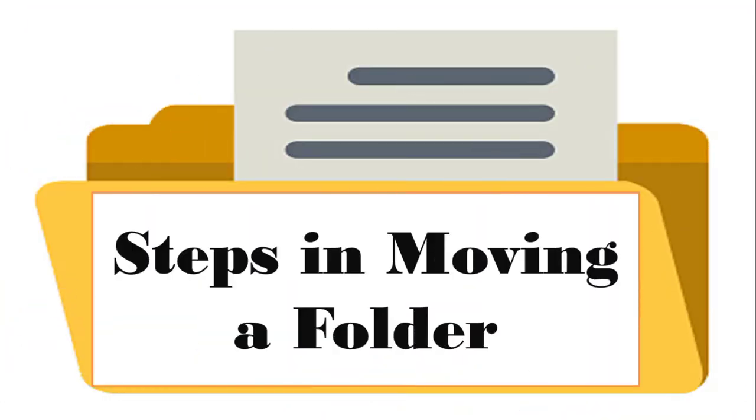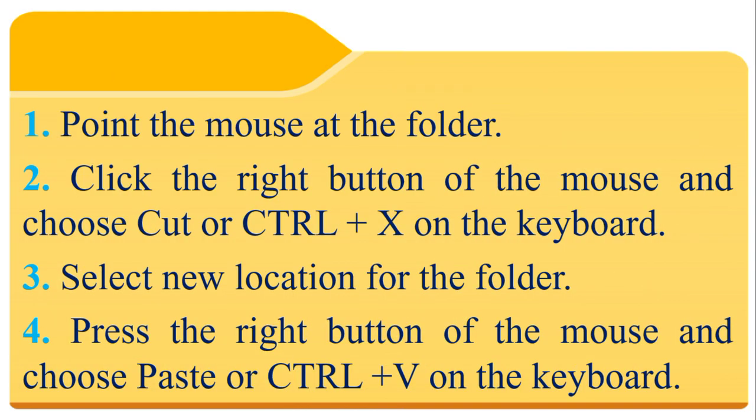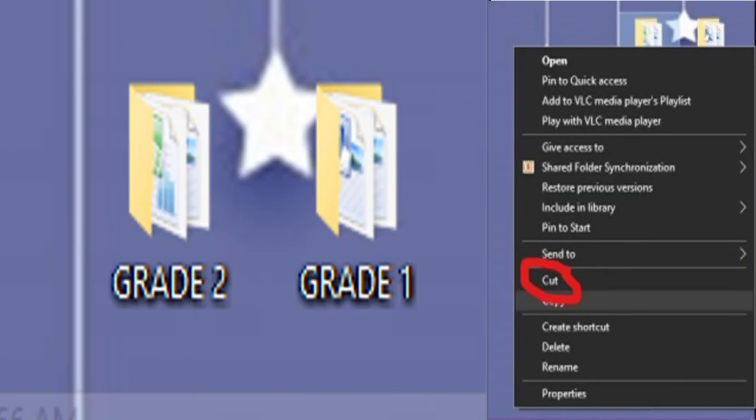Steps in moving a folder. 1. Point the mouse at the folder. 2. Click the right button of the mouse and choose Cut or Ctrl plus X on the keyboard. 3. Select a new location for the folder. 4. Press the right button of the mouse and choose Paste or Ctrl plus V on the keyboard. And here is the picture in moving a folder.